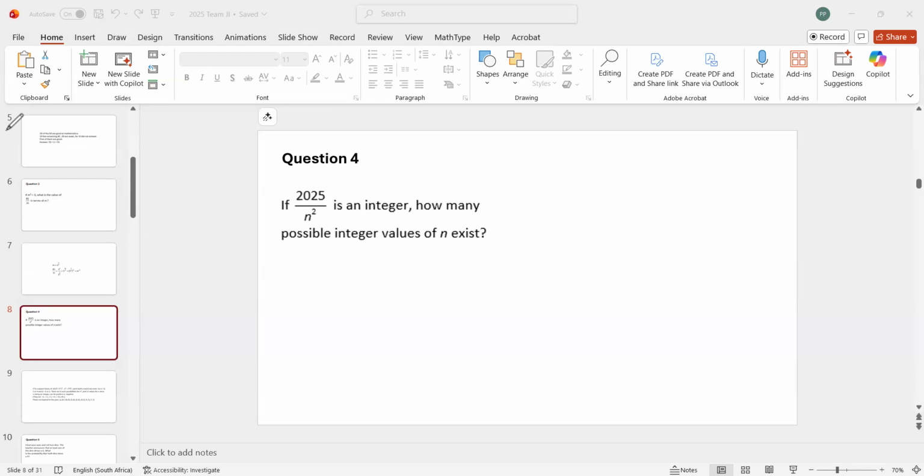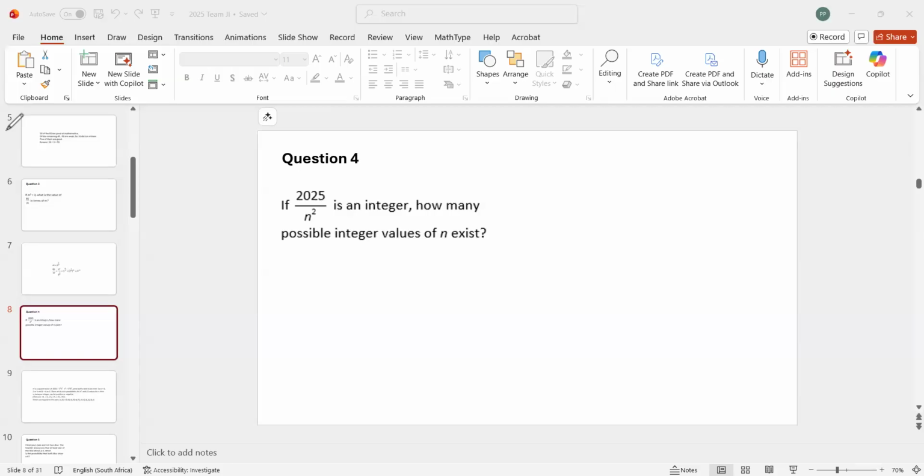All right, so n squared is a factor of 2025. I can see 2 plus 0 plus 2 plus 5 is 9, and 9 is a square. So n squared could be 9, in which case n is 3. But the integer values include negative numbers as well. So if n squared is equal to 9, n could be 3 or minus 3. So there are at least 2 possible solutions.